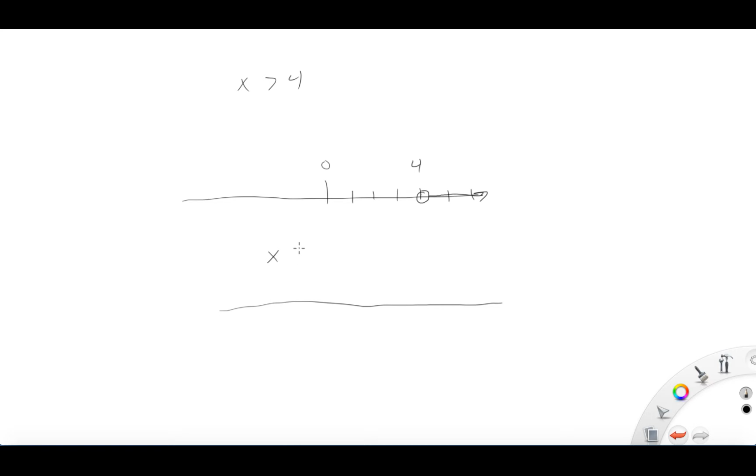Let's do one more just for the fun of it in your practice set. X is greater than and equal to 1. Okay, here's 0, here's 1, here's 2, negative 1, negative 2. How do we do this? X is greater than and equal to 1. Well, let's actually find the number 1, and notice there's an equal sign. So we have a circle, but it's filled in.